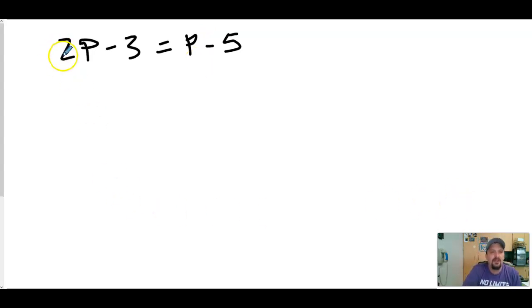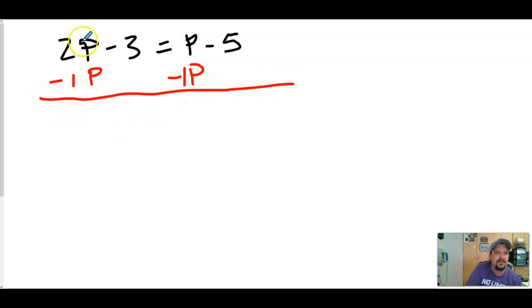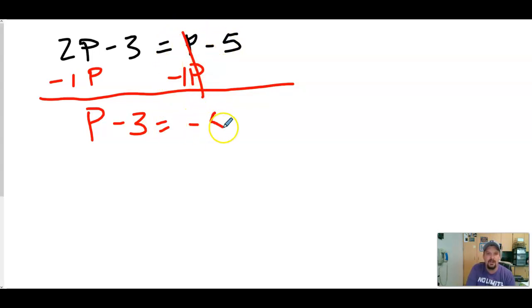So here I have 2p on the left, and I have a 1p on the right. So what I'm going to do is I'm going to go ahead and subtract this 1p over to this side. Remember, if there's no number in front of a variable, that means there's a 1. All right, so that means 2p minus 1p. That's just going to give me a 1p. Bring down my minus 3 equals this p minus 1p goes away, turns into a 0. So it's gone. And bring down my minus 5.